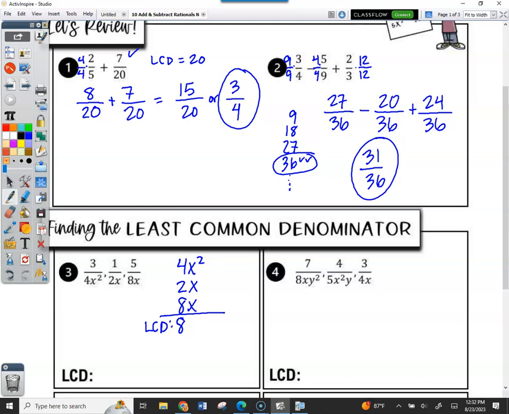Then for the variables, it's always the variable that you see, and then it's the highest exponent. So again, listen to this sentence. It's backwards, meaning it's completely opposite of what you would think. It's counterintuitive. You hear LCD, you need to use the biggest number or higher, and the biggest exponent, okay? So the LCD is 8x squared.